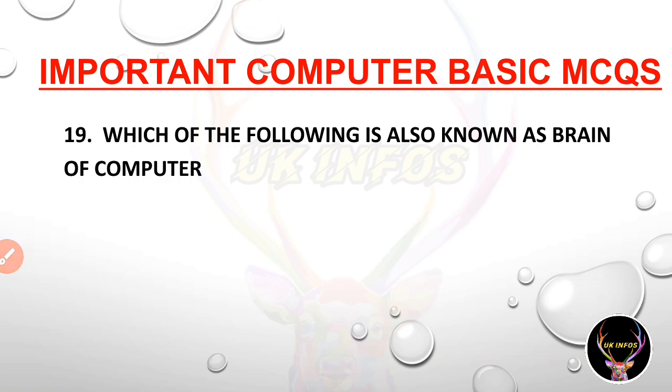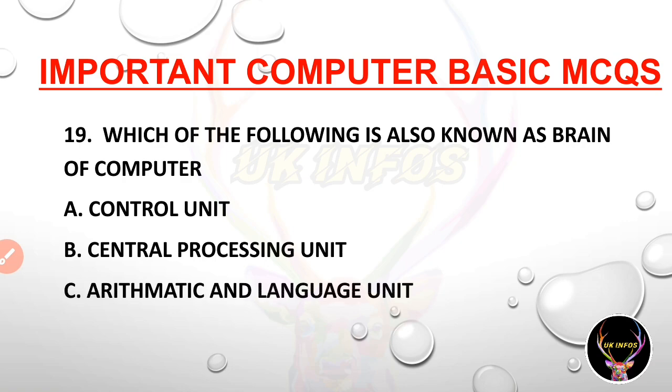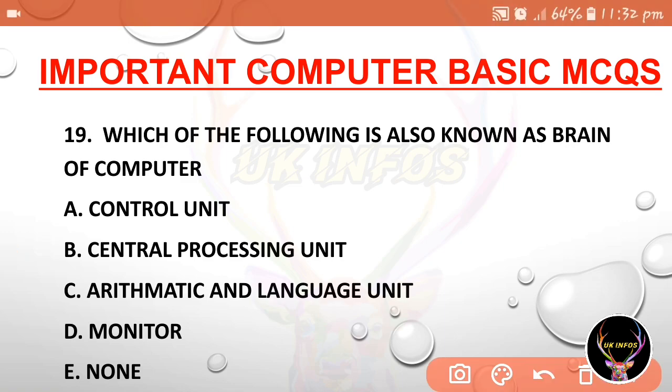Question number 19. Which of the following is also known as the brain of the computer? I hope you know the answer without seeing the options. Control unit, central processing unit, that is called CPU, arithmetic and logic unit, monitor or none. The answer is CPU, central processing unit.